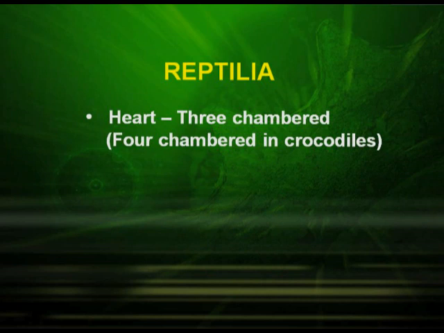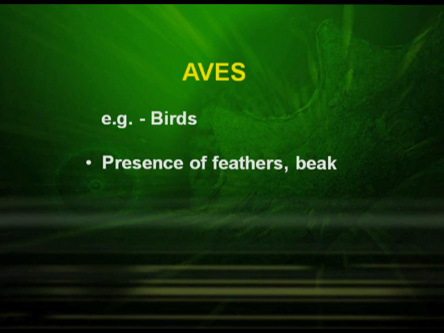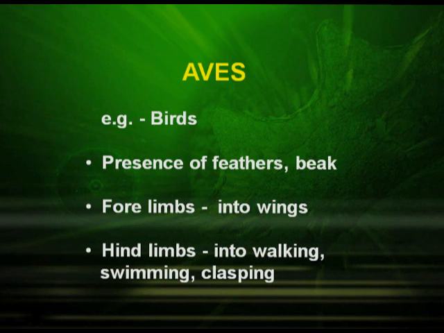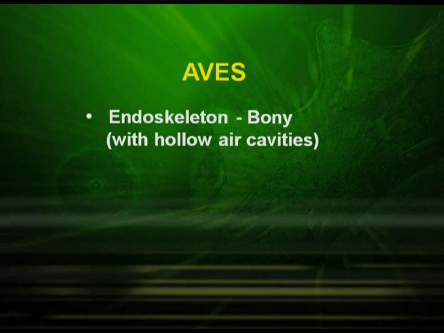Aves. Aves includes the birds. Their characteristics are the presence of feathers in their body. They have a very prominent beak. Their forelimbs are modified into wings and their hind limbs are meant for walking, swimming or clasping. They have an endoskeleton which is bony with hollow air cavities. Their heart is 4 chambered and they are warm-blooded animals.